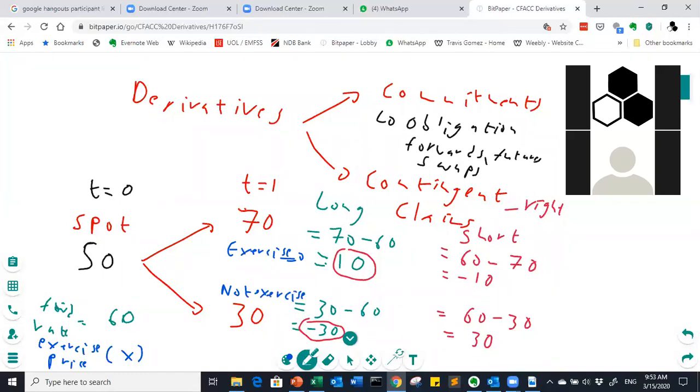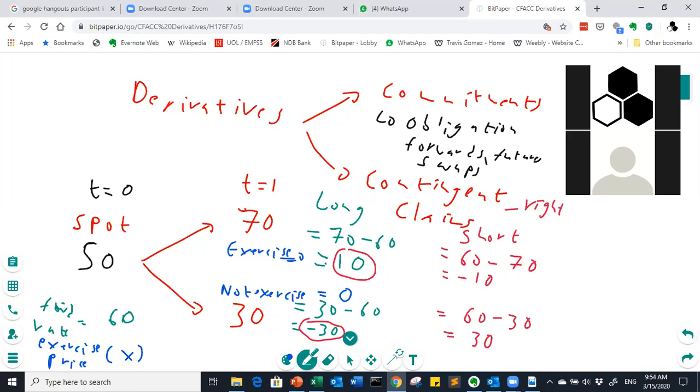So what does it mean when you do not exercise? Not exercising basically means you just allow that option to expire. You don't use it. If you don't make use of the option, you don't need to pay the strike price, the exercise price, which means you're also not going to receive the asset. So your payoff effectively is going to be zero. You don't face this loss. You just allow that option to expire. So this is the main difference. If you're the long party in an option, the long party has the right to decide when they want to use this option or not.